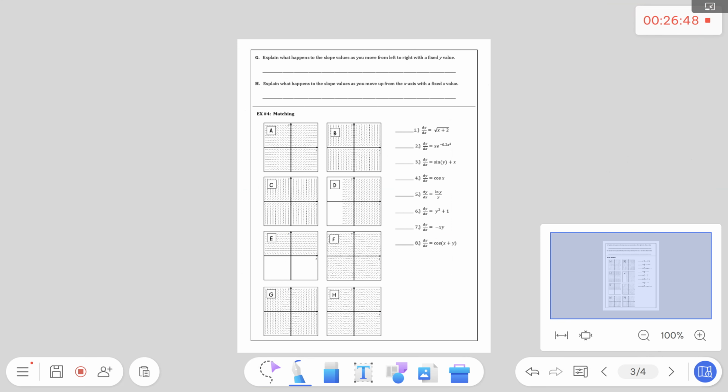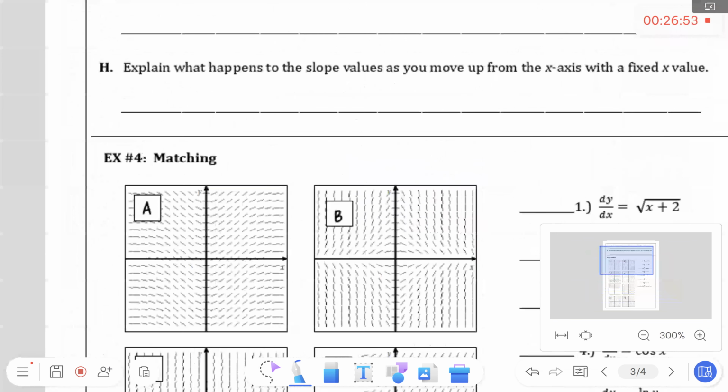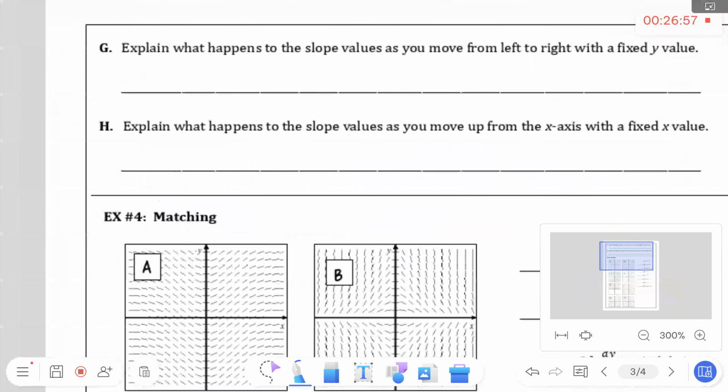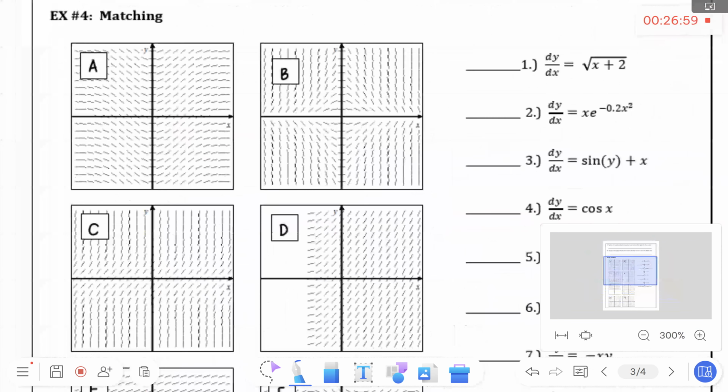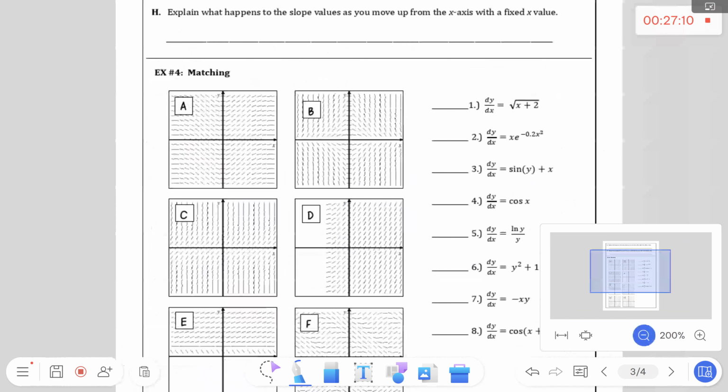Okay, let's put our thinking caps on and let's identify some slope fields. We're going to hit what G and H are talking about on that last page. So on this last page, we're going to talk about hints on how to look at slope fields. But let's look at this.